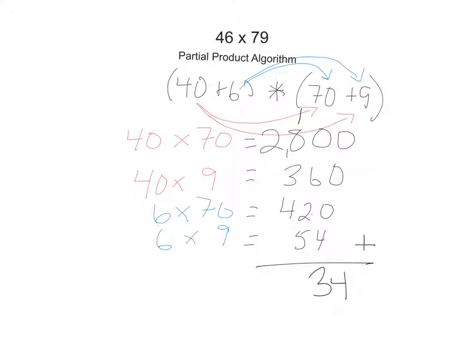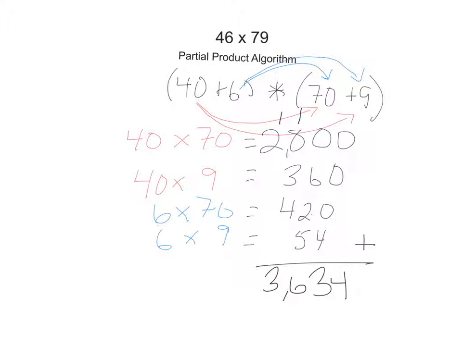8 and 4, that gets me 12, and then another 4, that gets me 16 hundreds. Then I'm at my thousands, I've got 3 thousands. So my final answer is right here. My final answer is 3,634.